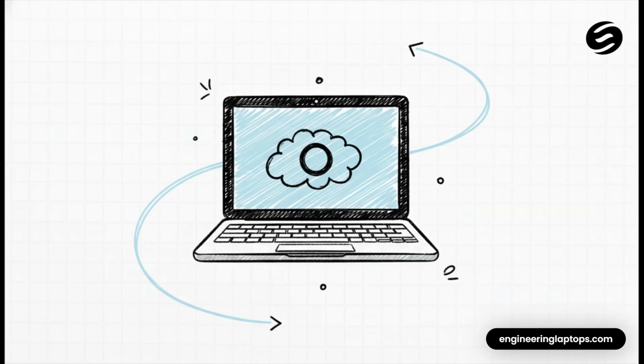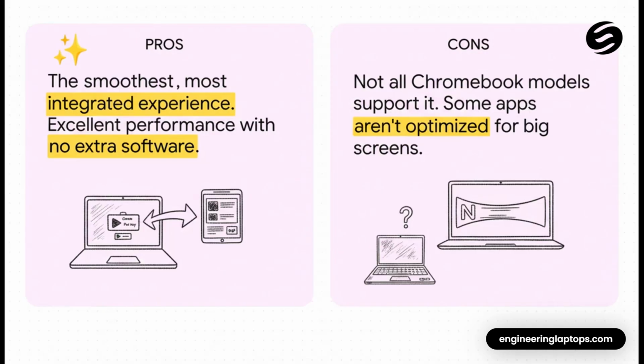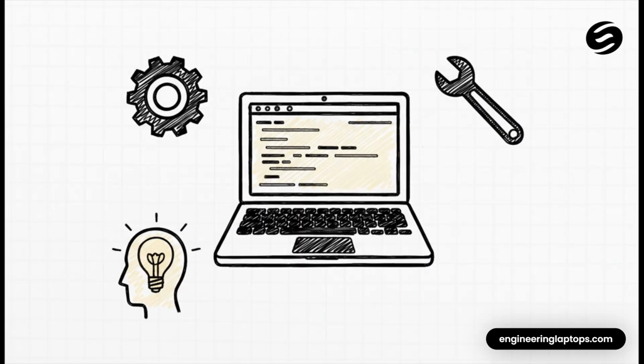Now, if you're a Chromebook user, you're in luck. This is hands down the easiest and most integrated way to do it. No fuss, no muss. The secret sauce here is that it's all built in. Modern Chromebooks literally just have the Google Play Store ready to go. There's no extra software needed, you just download and run. The performance is usually fantastic. The only things to watch out for are that not all models, especially older ones, support it, and sometimes you'll find an app that looks a little weird on a big screen. All right, let's shift gears a bit.